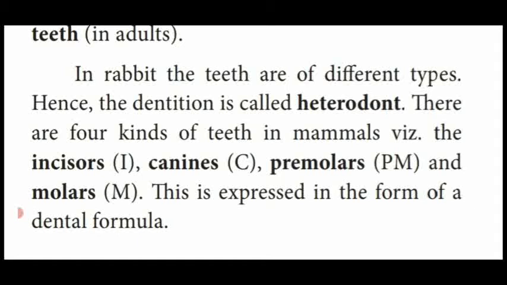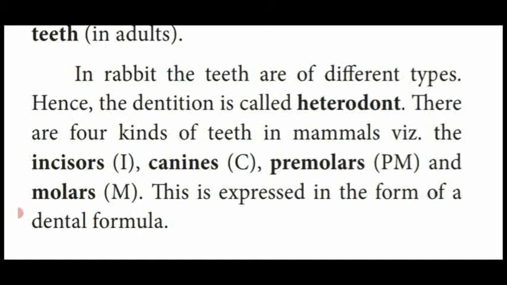So what are the types of teeth? In the rabbit mouth region, it contains 4 types of teeth. One is incisor, denoted as capital I, canine, capital C, premolar, PM, and molar. So these are the 4 types of teeth present in the mouth region. This dentition is named heterodont dentition.